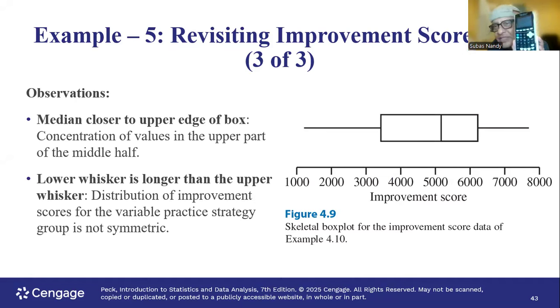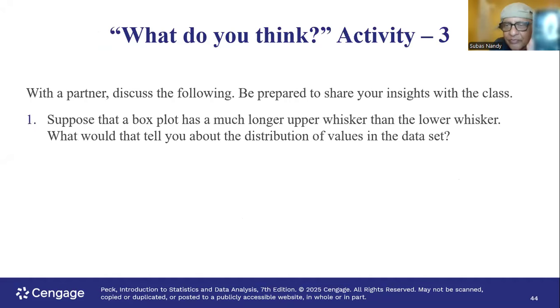So in this case there is asymmetry in the data because the left half is not equal to the right half. And I already told you the distance from Q2 to the minimum point on the end of the left whisker is longer than the distance from Q2 to the maximum point on the right. So there is more data on the left. This particular dataset is left skewed, or negatively skewed, because of the extended tail on the left.